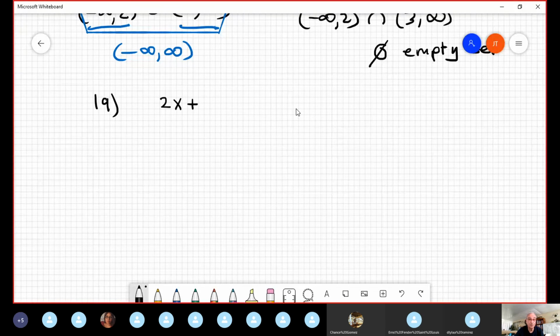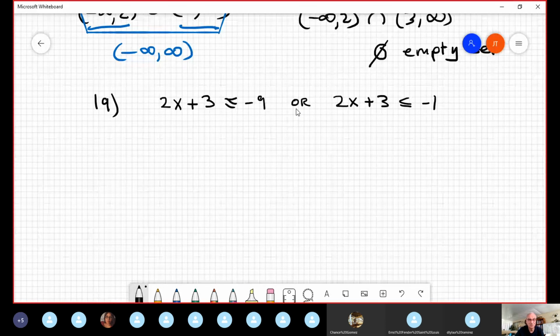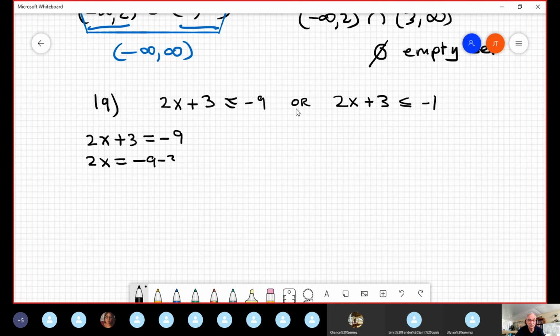19. 2x plus 3 less than or equal to minus 9, or 2x plus 3 less than or equal to negative 1. Okay. Remember, at the beginning, I don't care, I solve them completely independent, like I do different problems. That's 12, negative 12, divided by 2. Sorry. This is less than, less than, less than. Now this is 2. x less than or equal to minus 6.